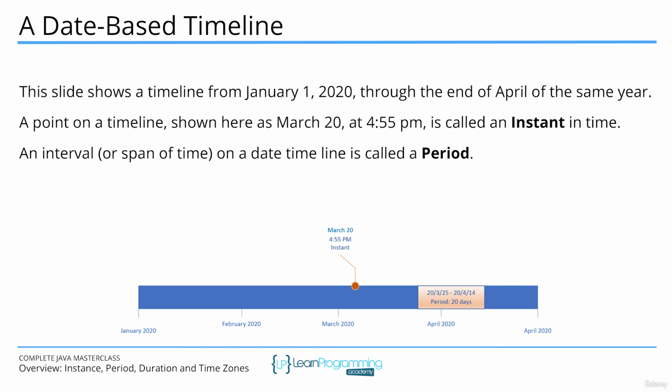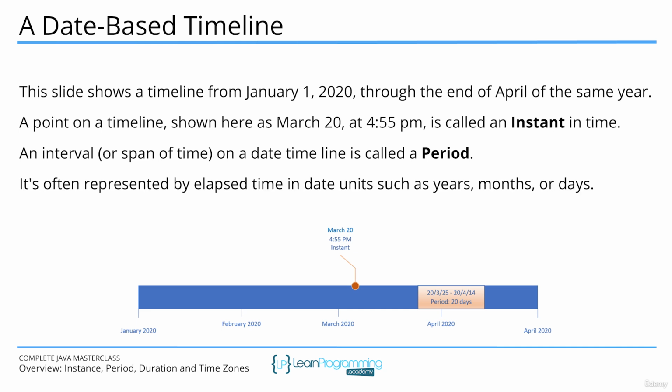An interval or span of time on a date timeline is called a period. It's often represented by elapsed time in date units such as years, months or days. For example, the time between March 25th, 2020 and April 14th, 2020 was a period of 20 days.